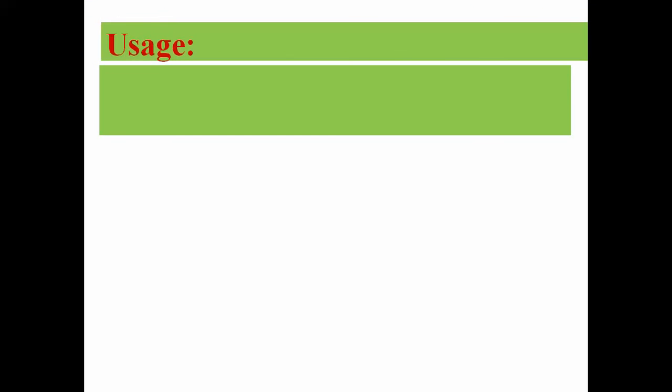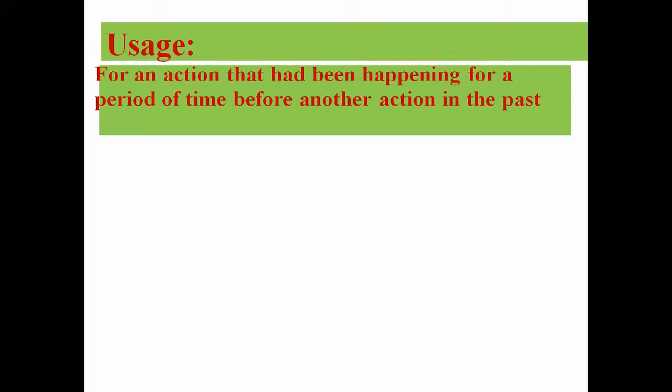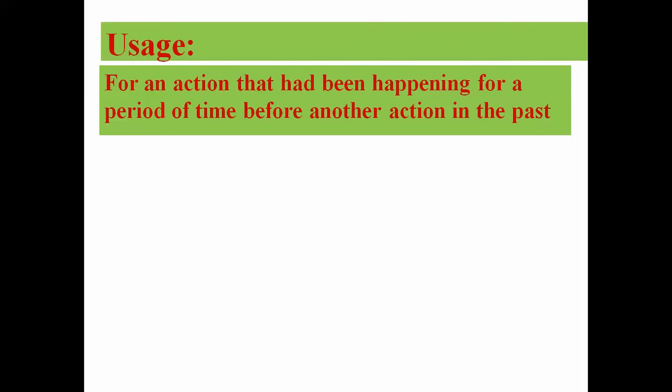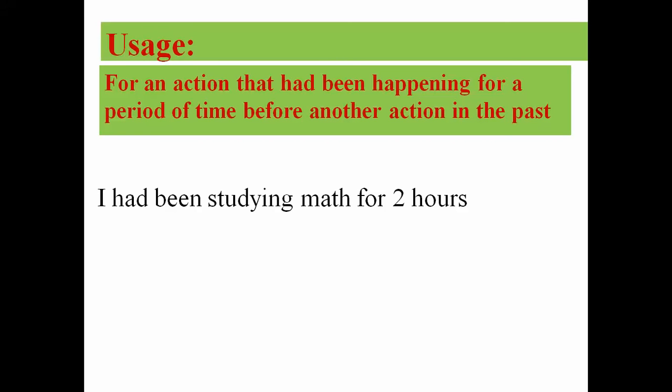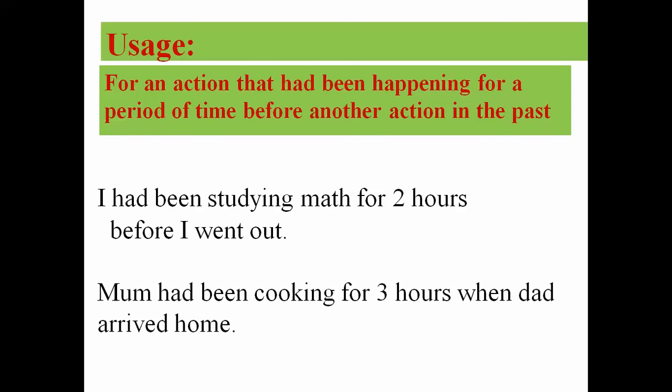We use past perfect continuous for an action that had been happening for a period of time before another action in the past. Here we focus on the duration of the action. For example, I had been studying math for 2 hours before I went out. Mom had been cooking for 3 hours when Dad arrived home.